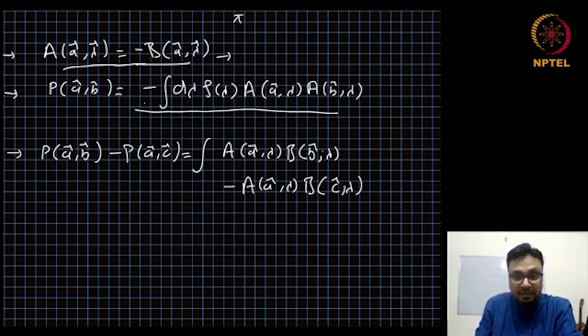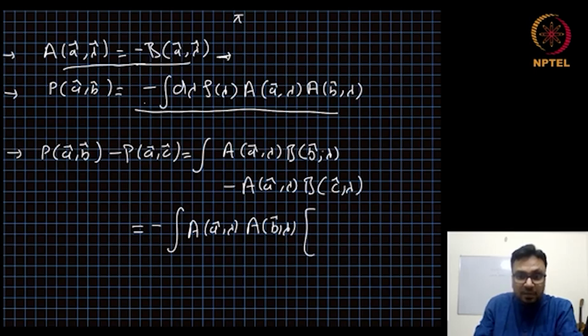I can replace B with A's with this identity, and we can write it as minus sign outside, A of A lambda, A of B lambda, comma, 1 minus A of B lambda and A of C lambda.